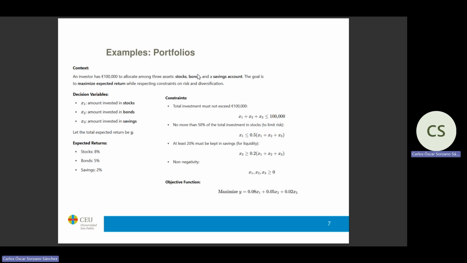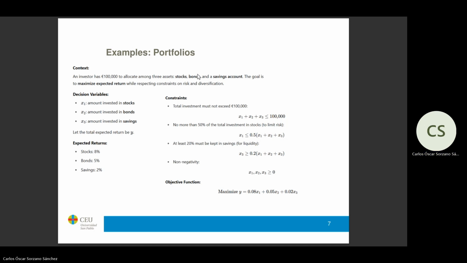So let's say that you have $100,000 that you want to allocate between three assets. You have stocks, bonds, and savings account. The goal is to maximize the expected return, and then you have what is the expected return in each one of the assets. And there are some constraints that we will see later. Whatever you decide is how much to put into each one of the assets. So X1 is the amount invested in stocks, X2 in bonds, and X3 in savings. So how much we have in cash.